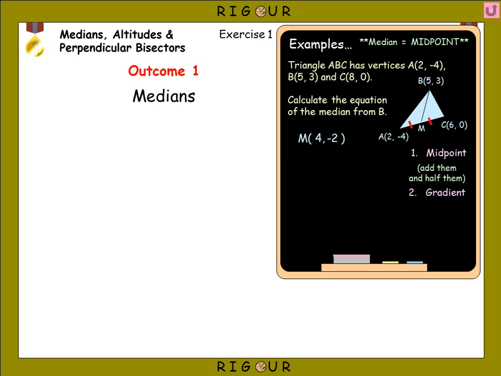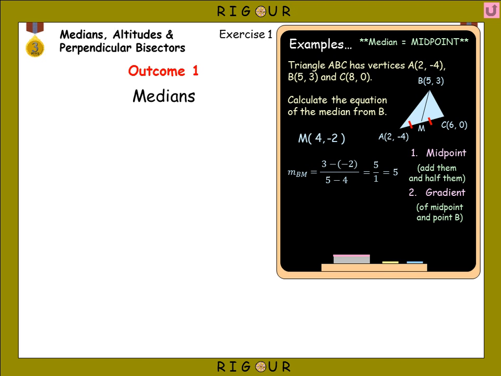So step number 2, calculate the gradient, and for this example it would be using the midpoint and point B. So to calculate the gradient of BM, we can use the points either way around. So y2 in this case would be 3, we're going to take away y1, which would be the negative 2. So x2 would be 5, and we're going to take away x1, which in this case is 4. Calculating the tops and the bottoms gives us 5 over 1, which is a gradient of 5.